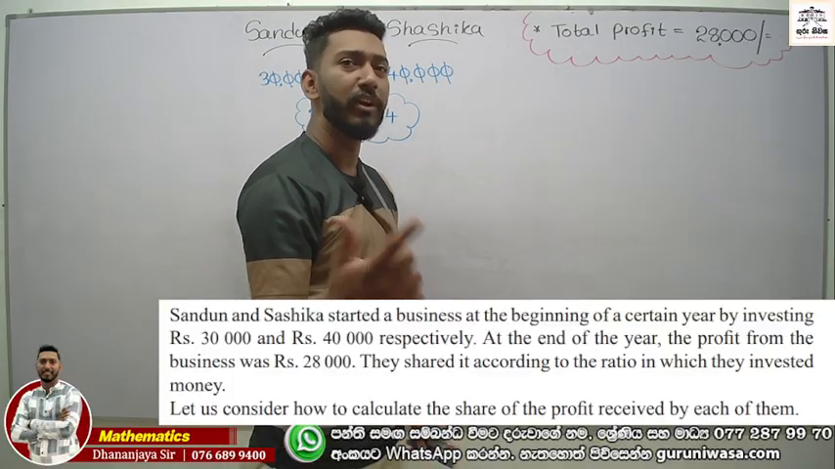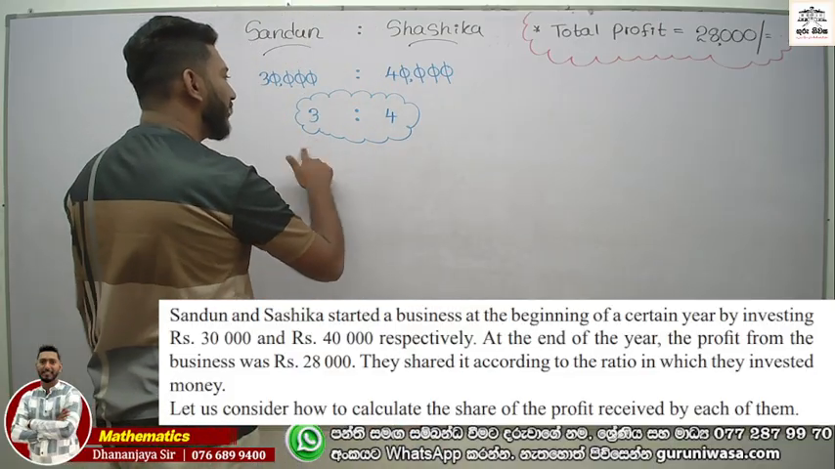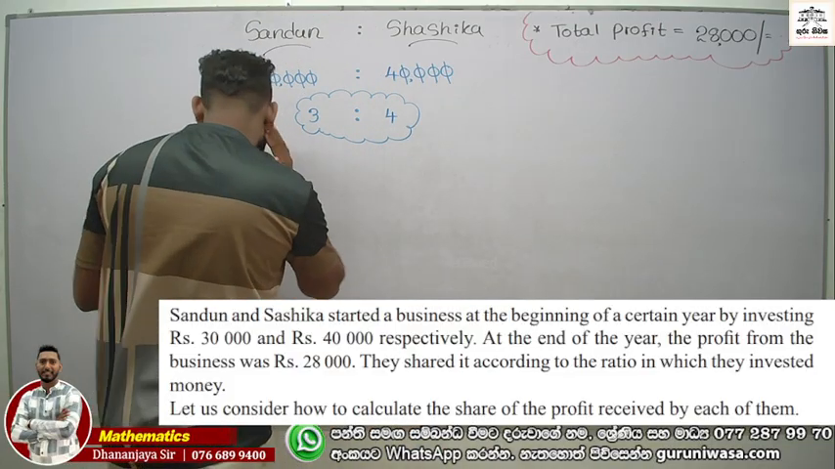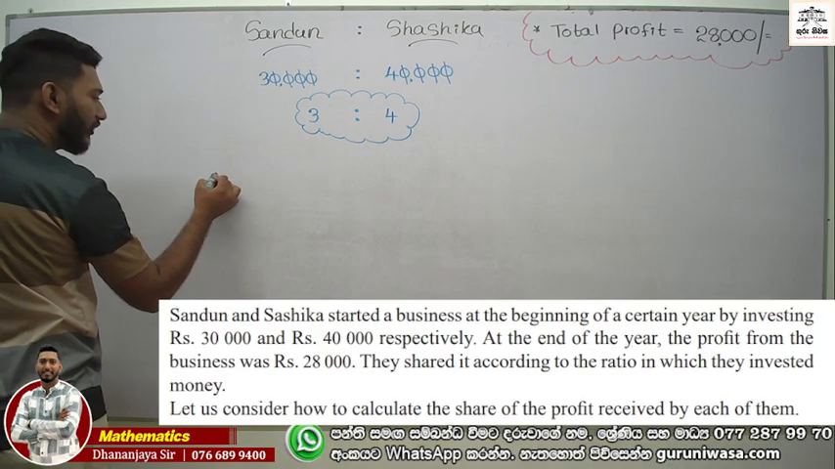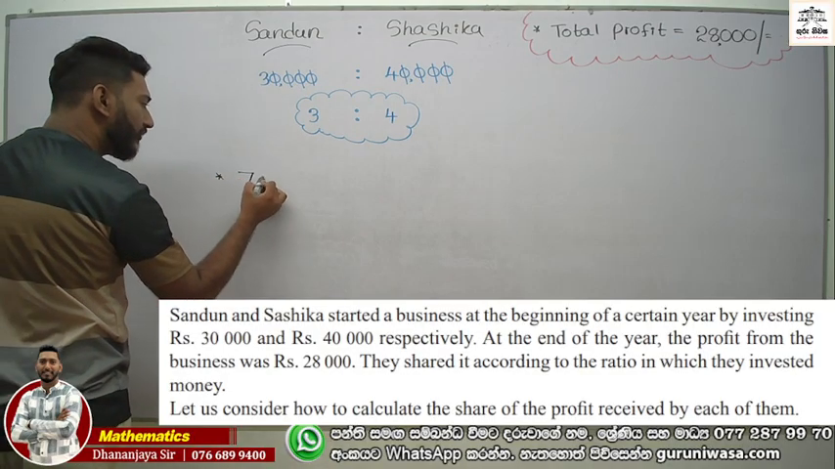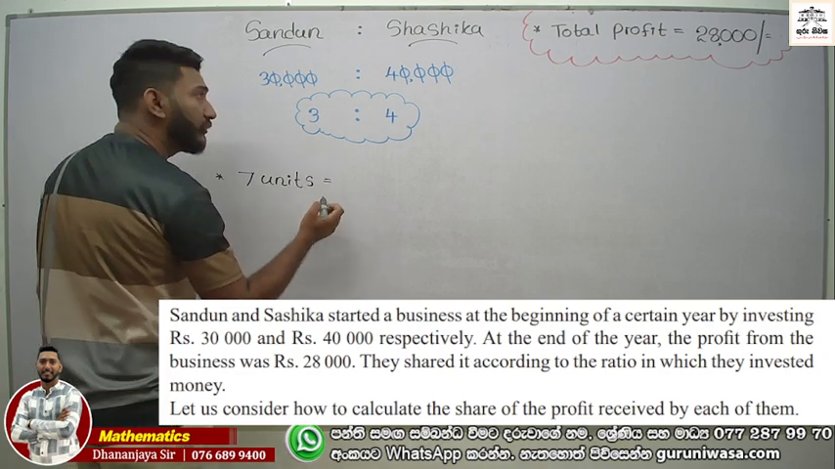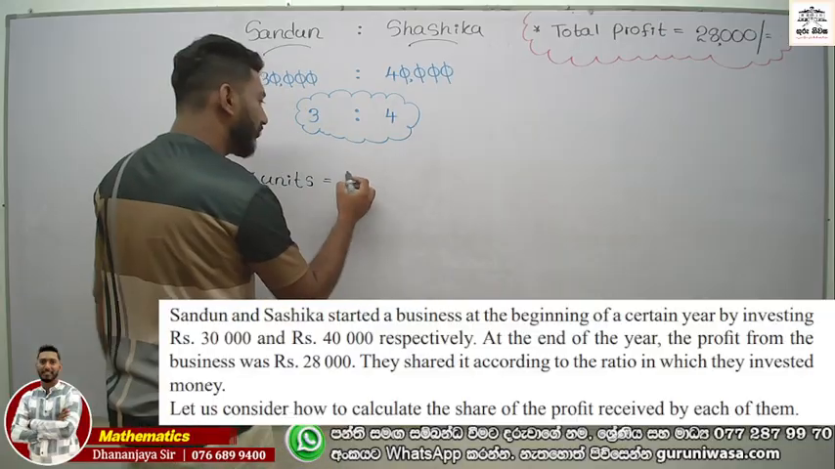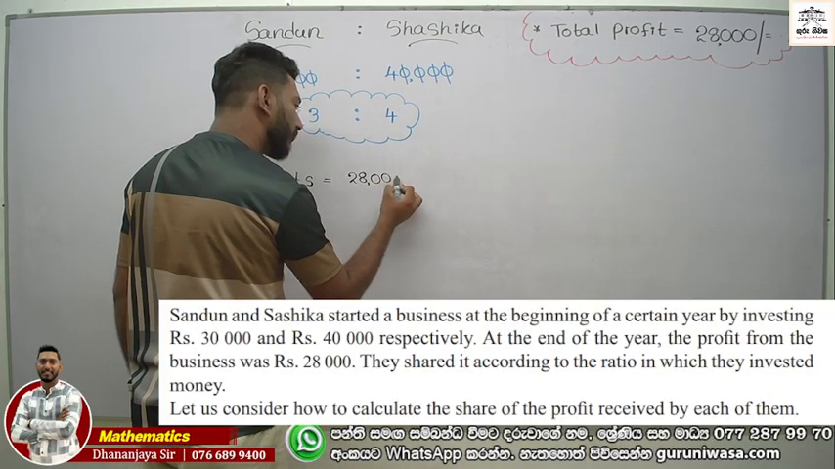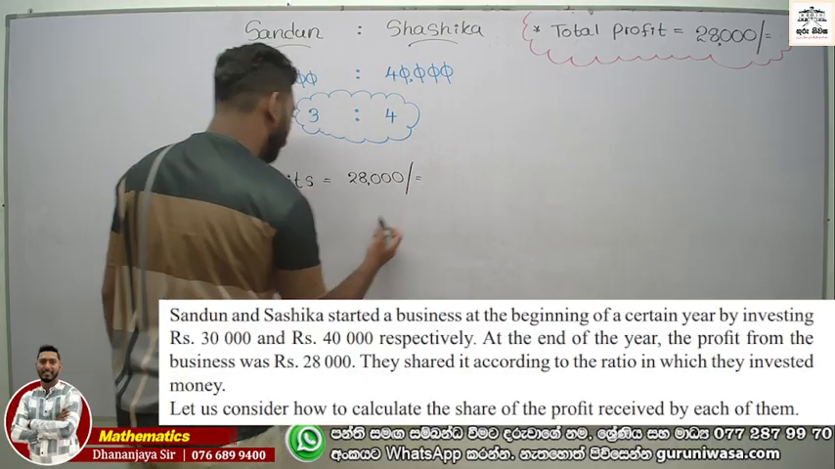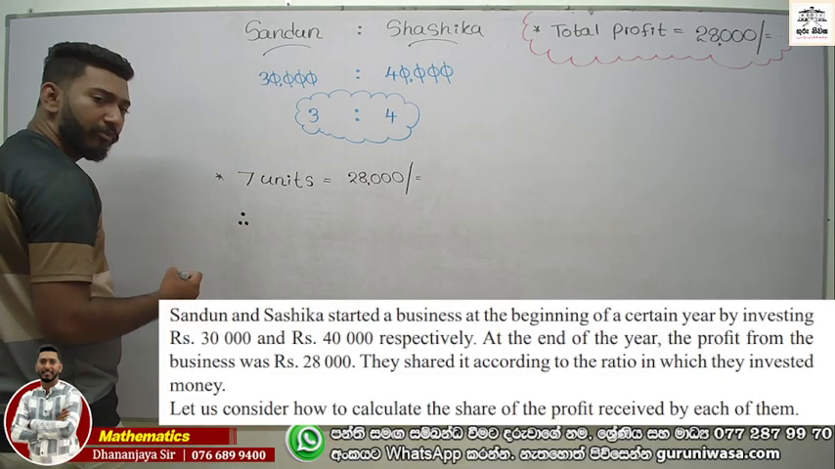As a unitary method, we put 4 and 3, and the sum of these portions is 7 units. Therefore, you can write, as a unitary method, 7 units should be equal to 28,000 rupees.